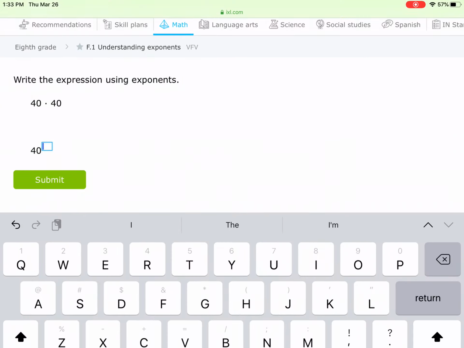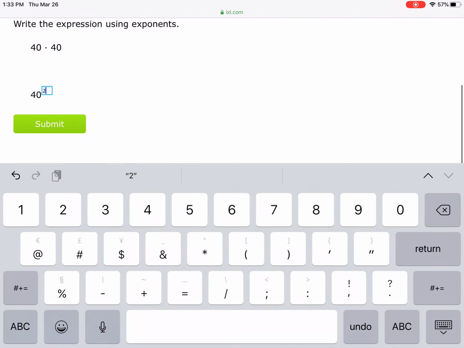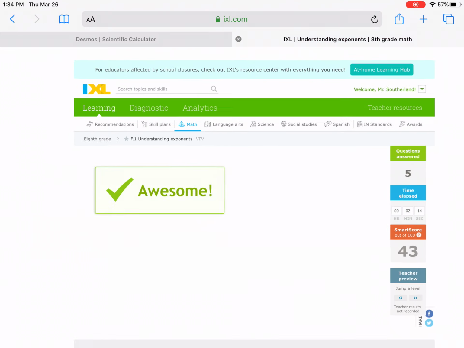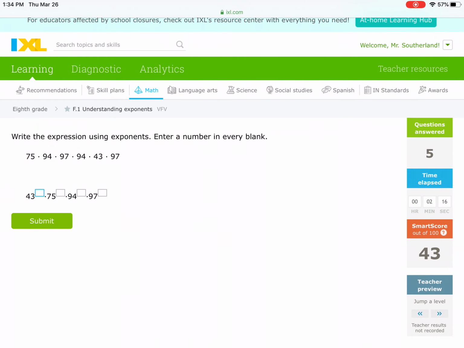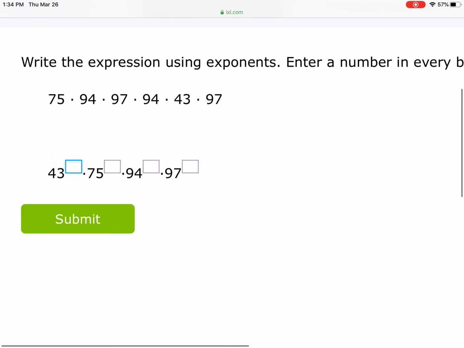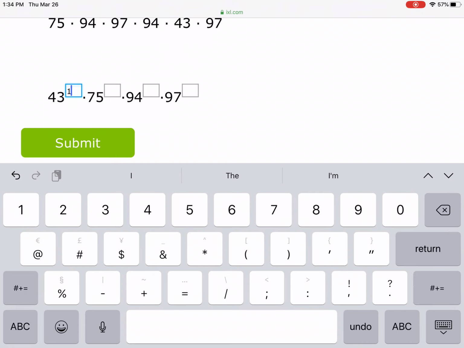Again, there's only 2 40s, so we're just going to put the number 2 there. And you'll see that I'm already at 43. Now, this is where things get a little weird because we don't have our numbers all side by side. So how many 43s are there on the list? There's only 1, so it gets an exponent of 1.